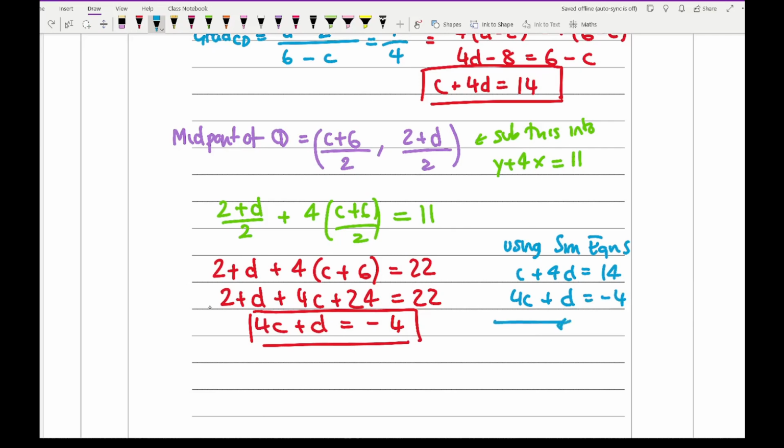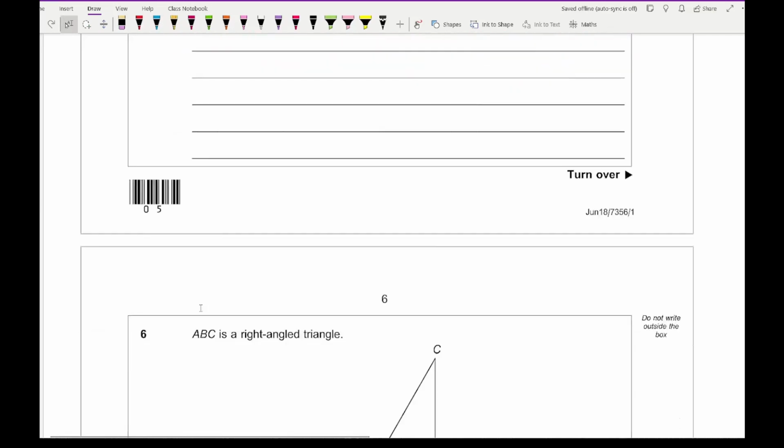And again, I can use my calculator to work out those values, or if you haven't got a Casio calculator, which would be quite rare for this course, you would just solve it as you would at GCSE level, but we should have C equals minus 2 and D equals 4.